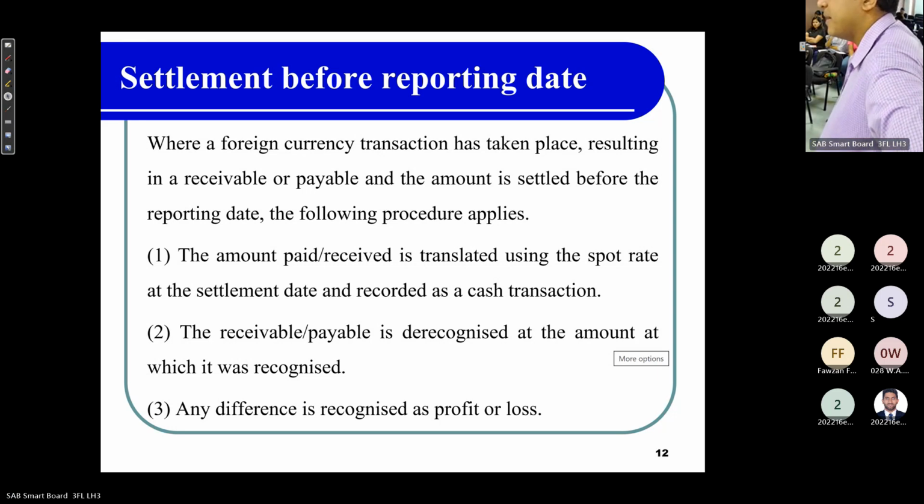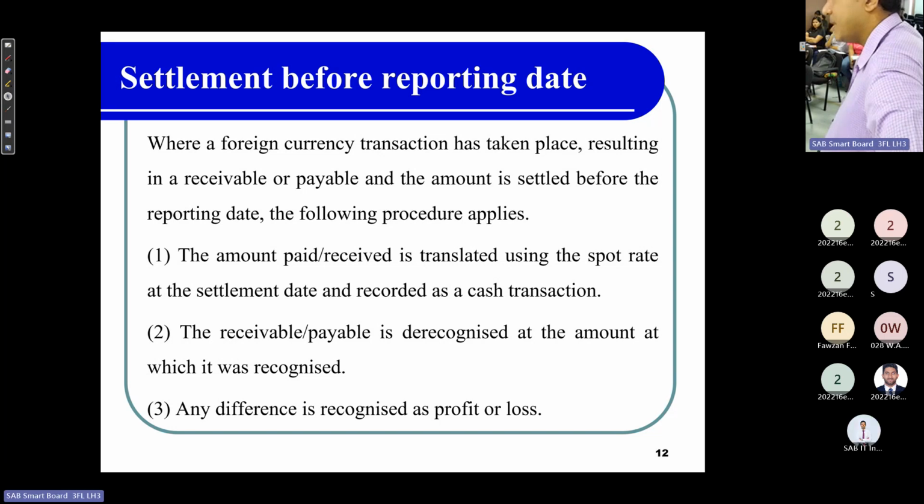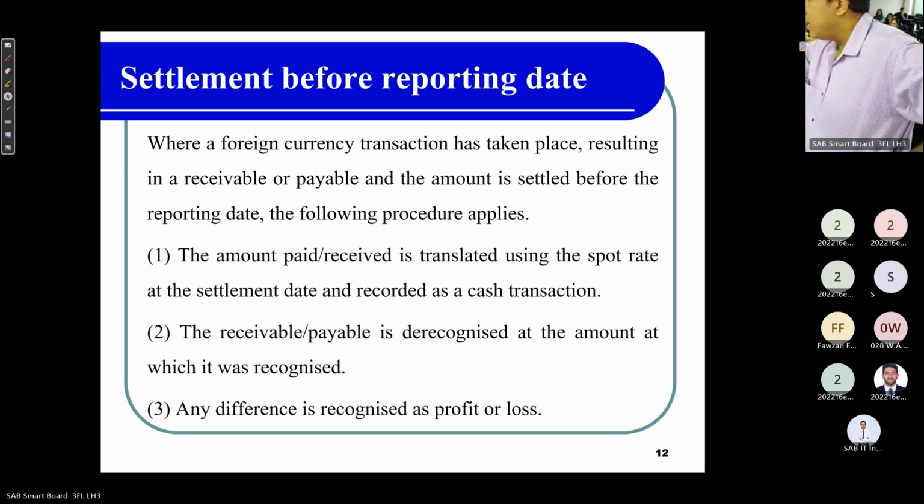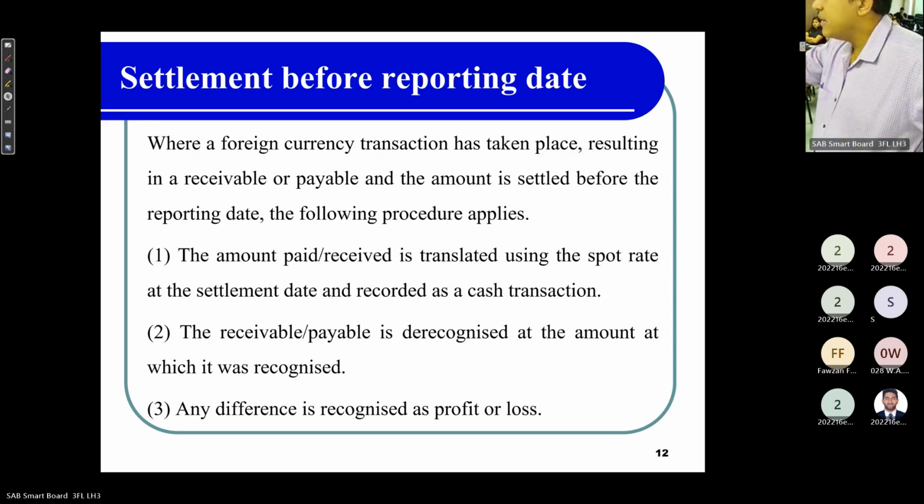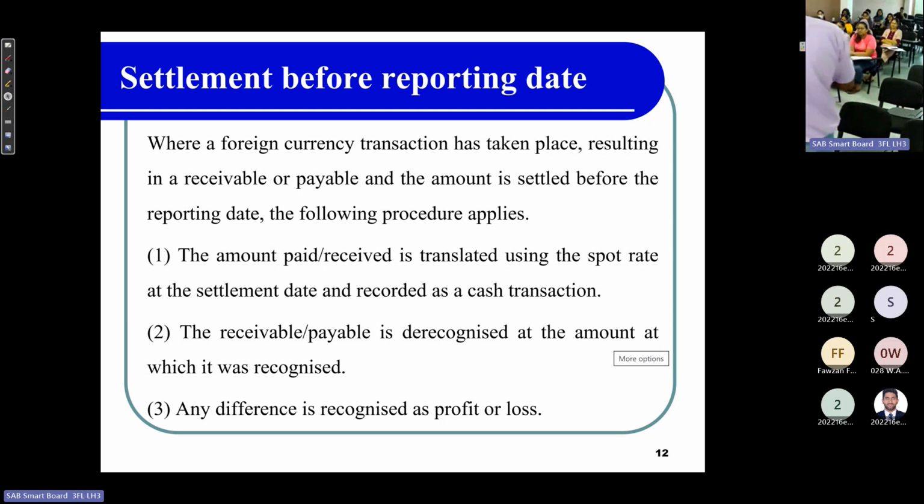Procedure. The amount paid is translated using the spot rate at the settlement date and recorded as the cash flow. We'll take one by one. Amount paid or received is translated using the spot rate at the settlement date. We did it, because at the date of settlement we have taken and translated.